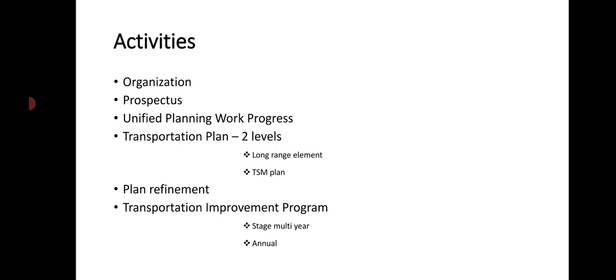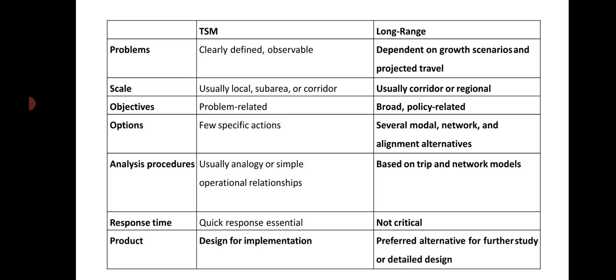So we have organization, then prospectus, unified planning work program, and transportation plan. That is there in two levels. One is the long range element and the second one is the TSM plan. Then the plan has to be refined. After plan refinement, there should be a transportation improvement program. That is also in stages, multi-year, and also annual.